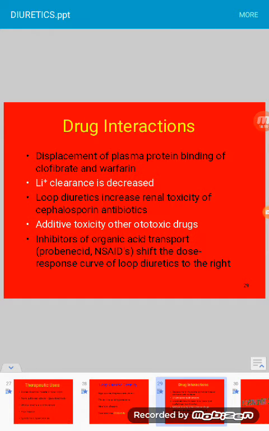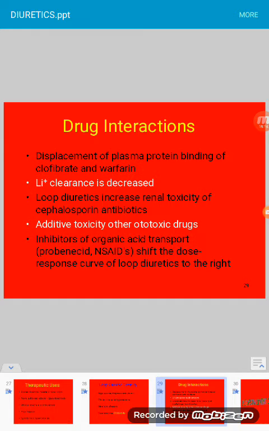So the lithium clearance is decreased, and as you know, lithium is a drug with a low therapeutic index. So when the patient is on lithium, do not use loop diuretics.